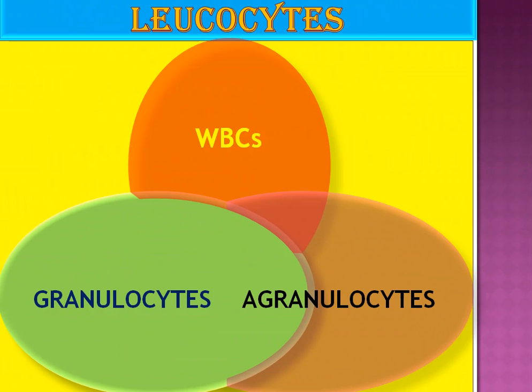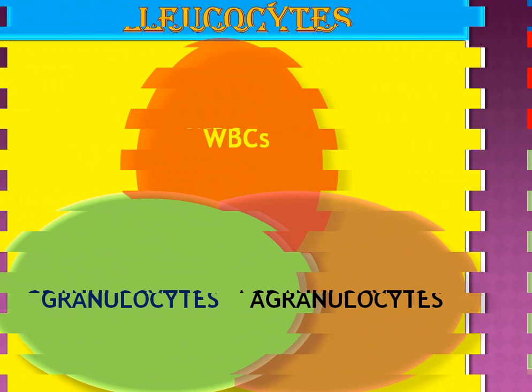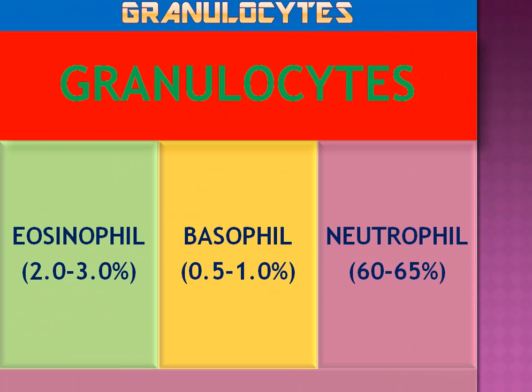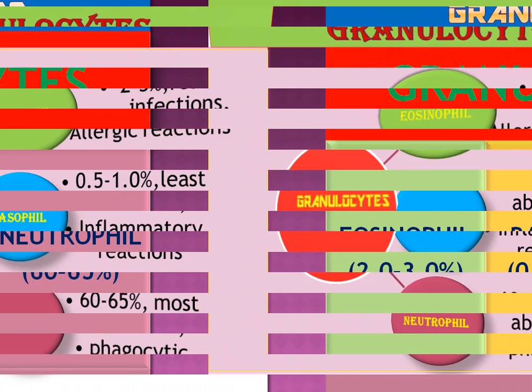Leukocytes or WBCs. Leukocytes are two types, granulocytes and agranulocytes. Granulocytes have cytoplasm granular and agranulocytes have cytoplasm without granules. Granulocytes having granular cytoplasm are further three types: eosinophil, which is 2 to 3%, basophil 0.5 to 1%, and neutrophil 60 to 65%.